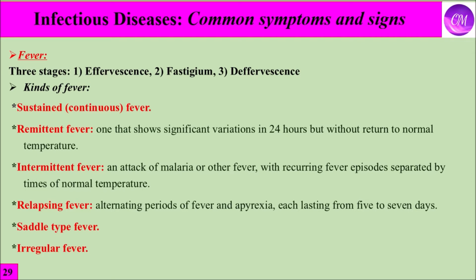Then relapsing fever, alternating periods of fever and apyrexia, lasting from 5 to 7 days. Saddle type fever and irregular fever.